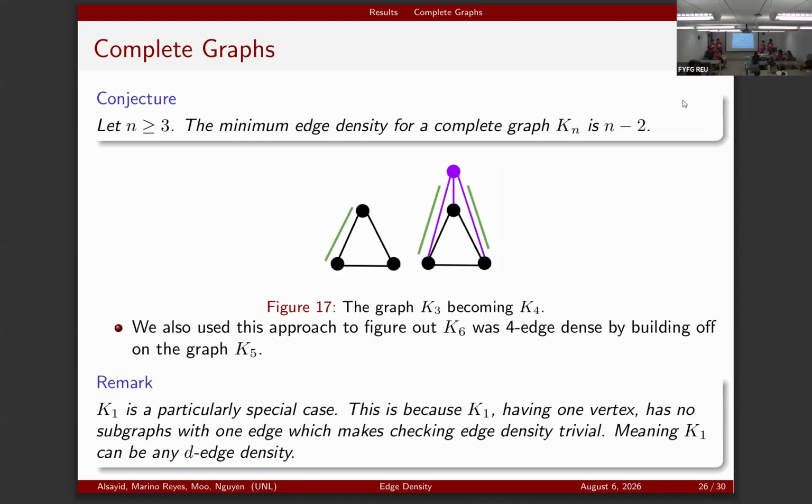And K1 is a particularly special case since K1 just has one vertex, meaning it has no subgraph, one edge, and makes checking edge density very trivial, meaning K1 can be any D edge dense. And since we want to find the least amount of D edge density, we can just say that this is 0 edge dense, D edge dense. And this is the only case. Like K1 is the only case where this can happen. And I'll leave you to ponder the situation about K2.